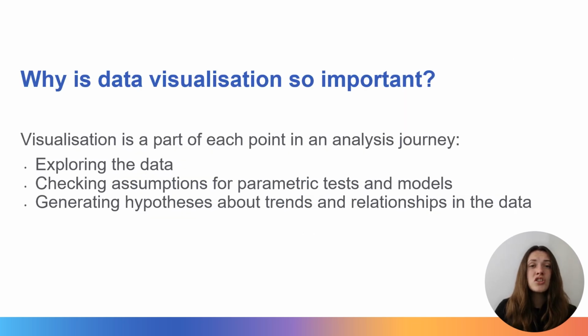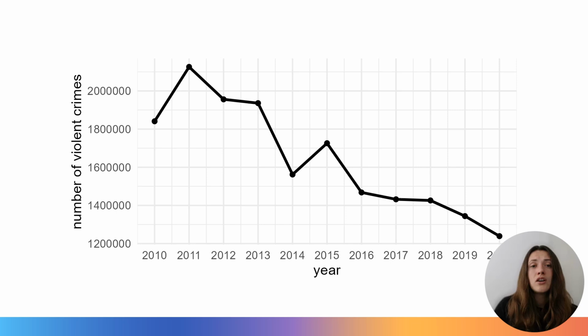They allow us to generate hypotheses about the data, so understand potential trends or relationships between variables. For example, temporal trends. Here we're looking at the number of violent crimes over a 10-year period, and we can see quite clearly there's been a steep decline in that number.